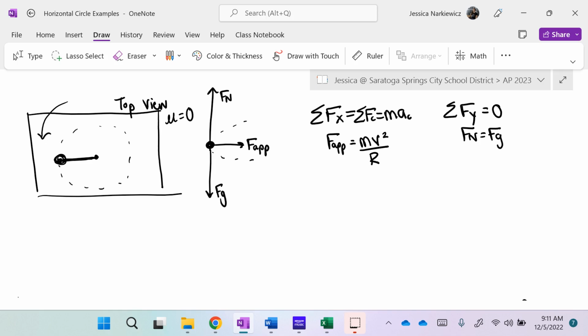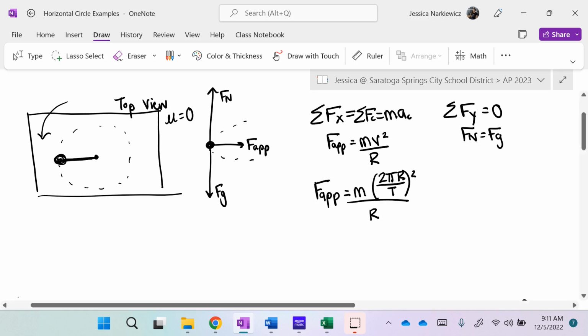Now, sometimes we might be given the constant speed, otherwise we might be told how long it takes to go around in the circle. If we're told how long it takes, that is the period, and that means we need to calculate the speed by doing 2 pi r over the period. And I just want to show you the algebra to simplify this, because right now it might look like the applied force and the radius have an inverse relationship.